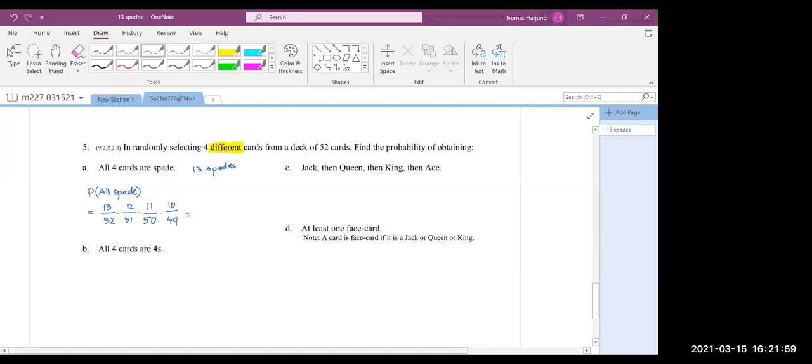Let me use my calculator. Yeah, you will do it this way. The best way to compute that using a calculator is you key all of them in: 13 times 12 times 11 times 10, and then divide it by 52, 51, 50, 49.